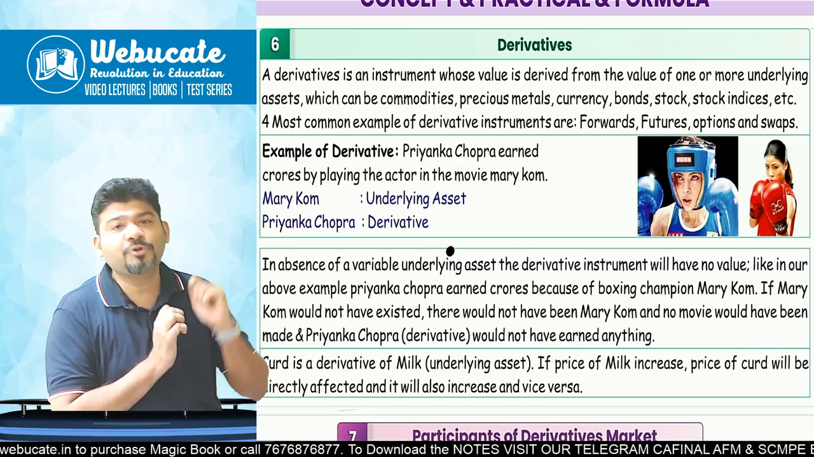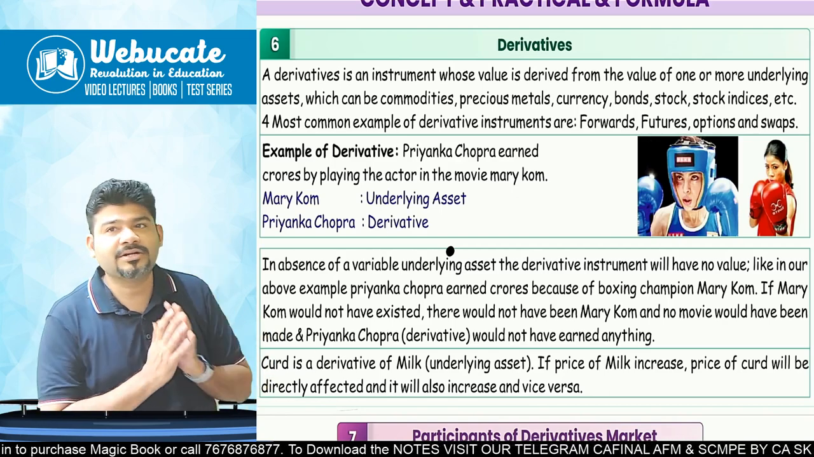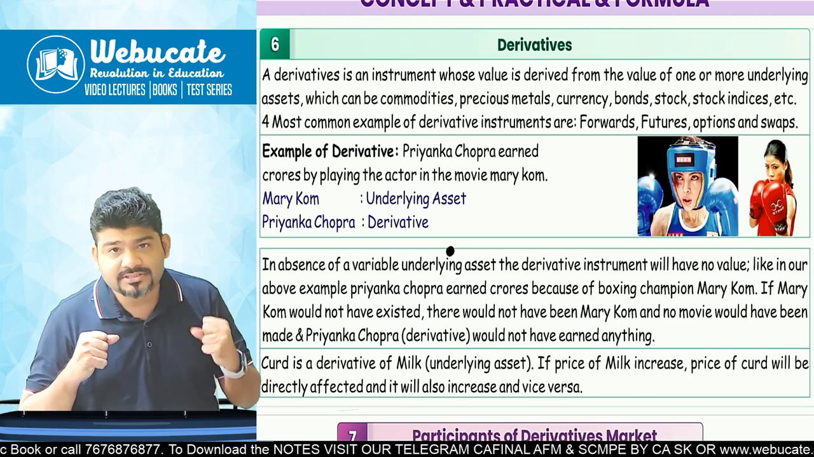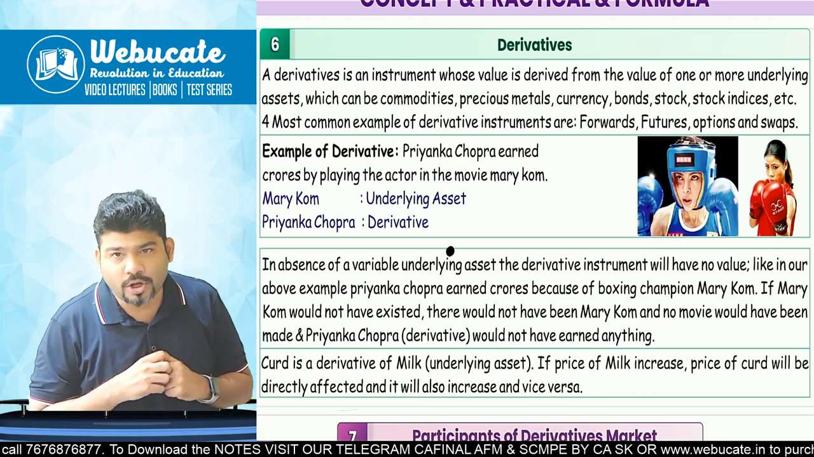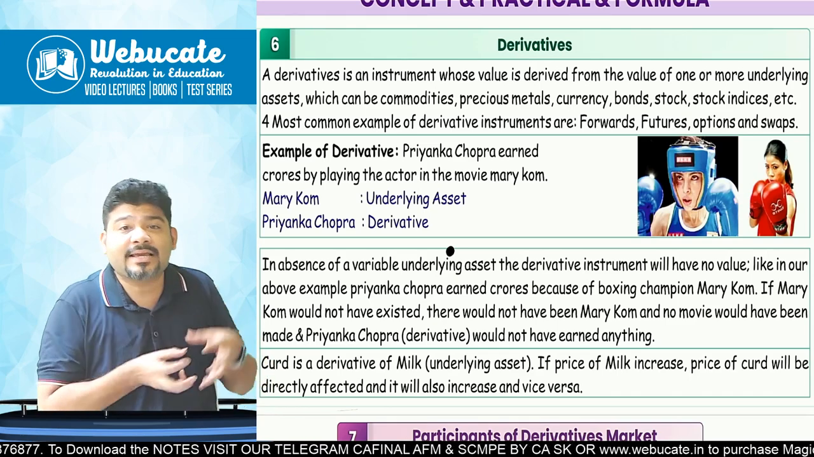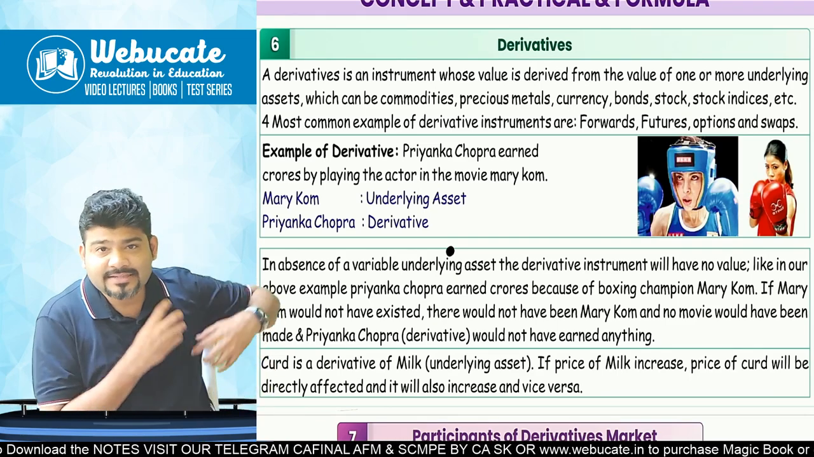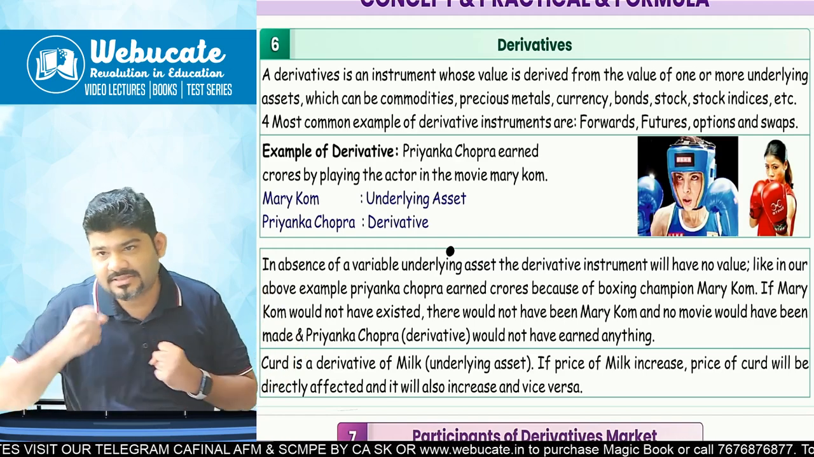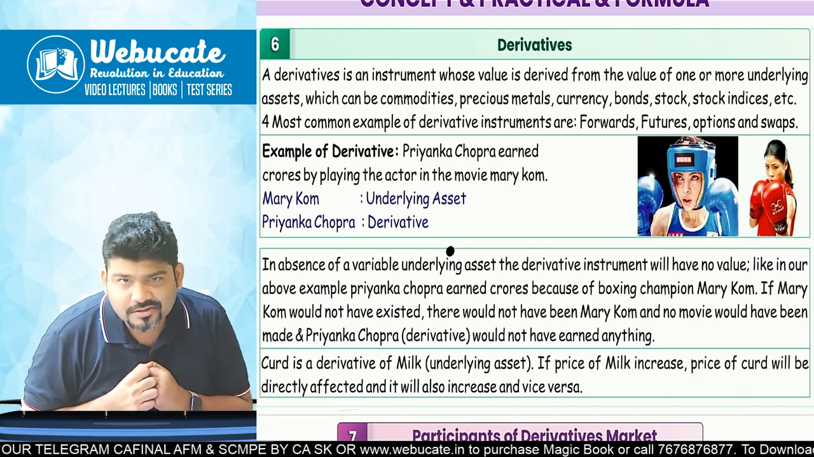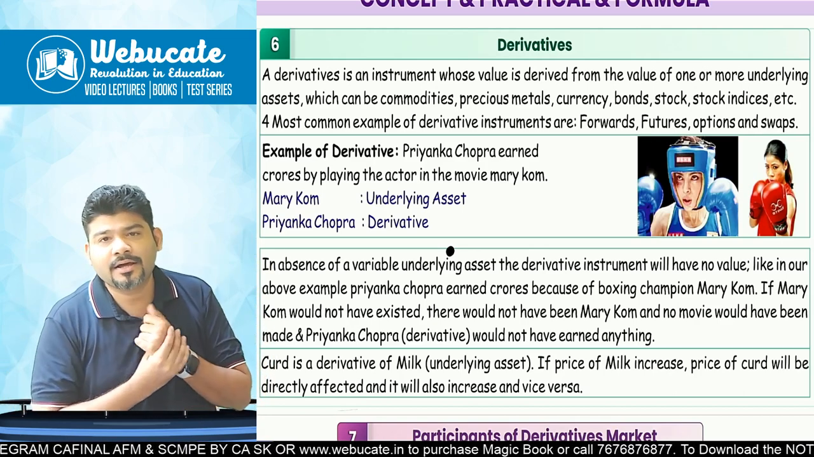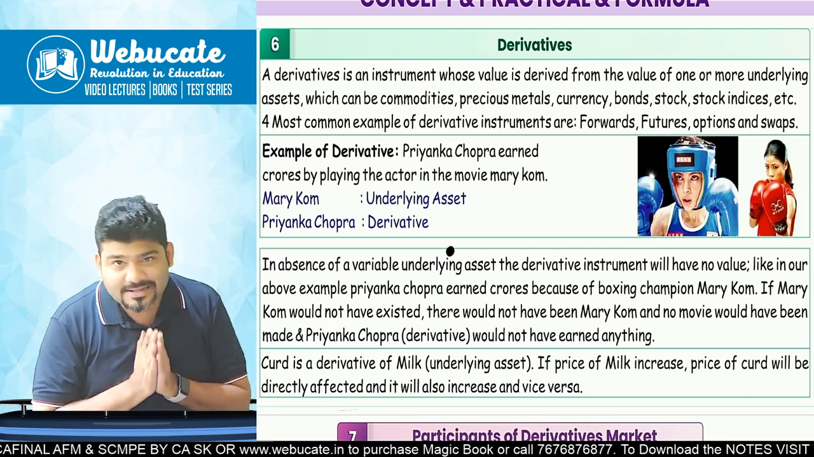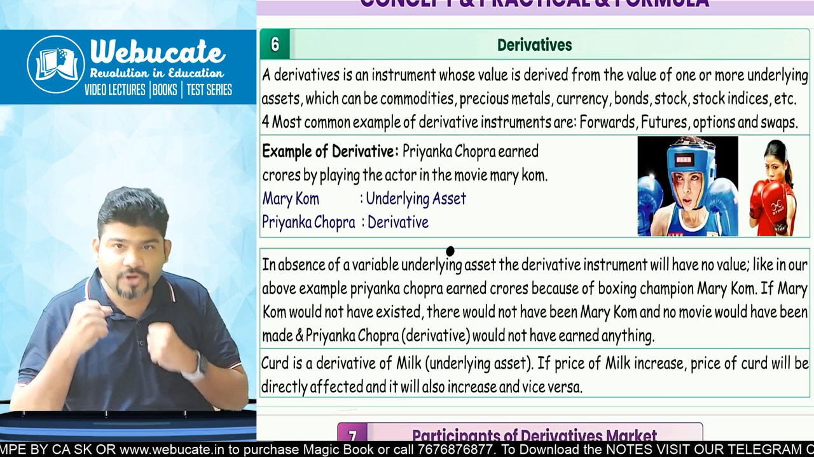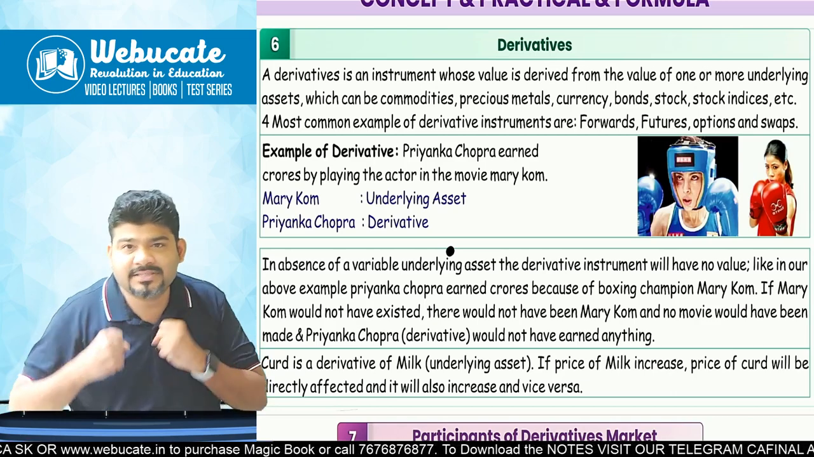Now I'll give you two examples through which you will be able to understand it thoroughly. The example number one is the movie Mary Kom. All of us have heard the name of the movie Mary Kom, right? Now who played the character of Mary Kom in the movie? Can I say it was played by Priyanka Chopra? But who is the real Mary Kom? Can I say it is the Manipuri boxer, the Indian who represented us in Olympics and won medals for us? So the main character is the real Mary Kom from Manipur, who actually played the boxing matches.